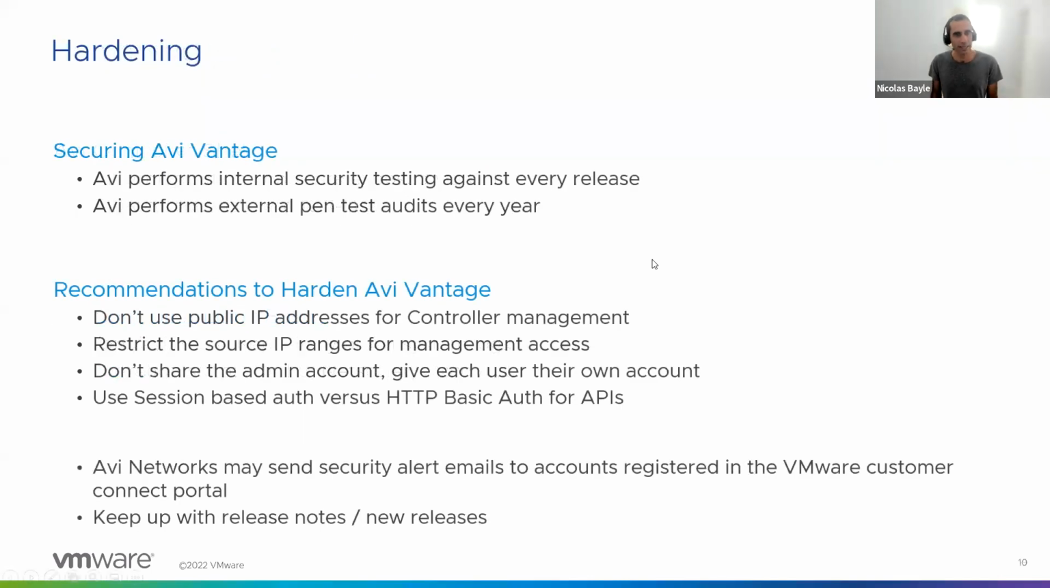What about hardening the AVI controller, the AVI solution? Well, first of all, if you want to make sure that AVI as a product is secure, you can always contact your VMware sales representative and ask for the testing that we are doing. We also do some external pen testing just to make sure that the AVI product is safe. Of course, you will probably need to ask for those information, but you can definitely get this if it's required by your organization.